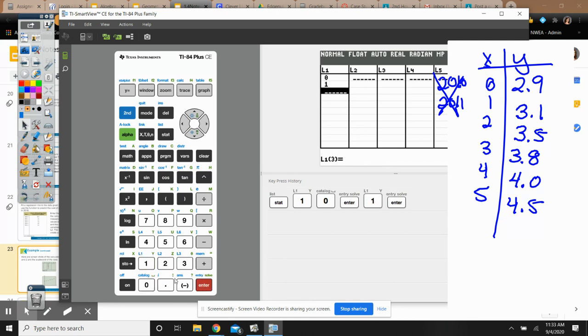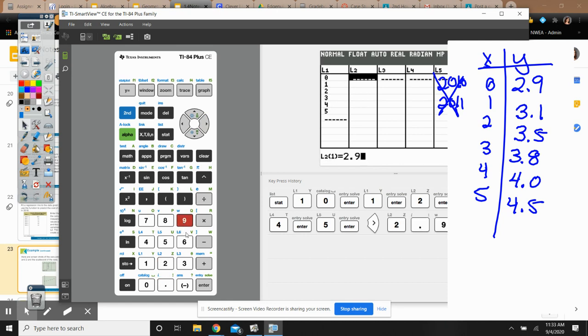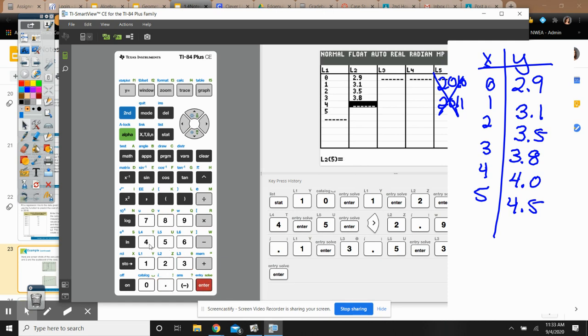So 0, 1, 2, 3, 4, 5. Then you'll hit the right arrow and it'll hop to the next list. 2.9, 3.1. Remember those are millions. 3.8, a little bit smaller, 4 and 4.5. So I have these in my table.